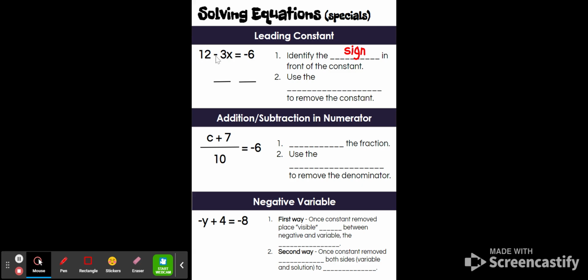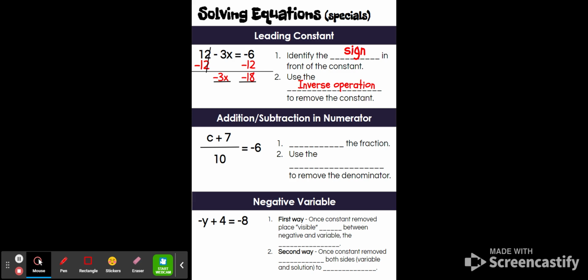That minus sign behind the 12 goes with the 3. So that's saying a negative 3 times x. So we're going to identify the sign, and then we're going to use the opposite inverse operation. So the opposite of plus 12, because that's a positive 12, is minus 12. So we're subtracting 12 on both sides of the equal sign. That cancels out the 12 and the negative 12, and that leaves us with the negative 3x, and negative 6 minus 12, check that on your calculator, is negative 18.